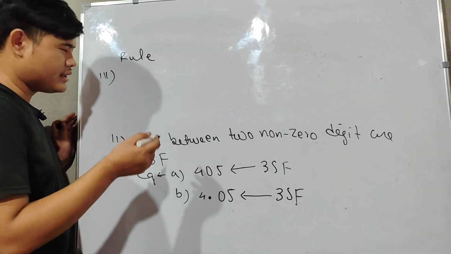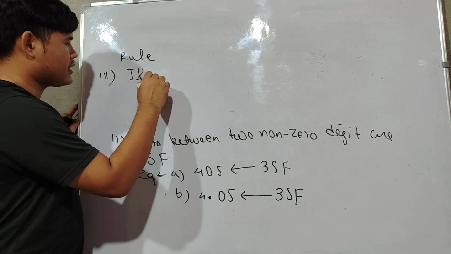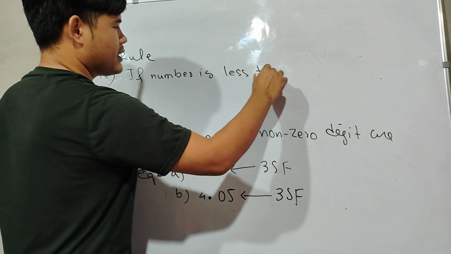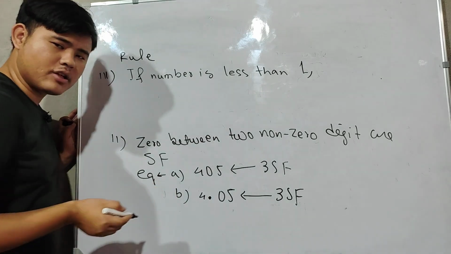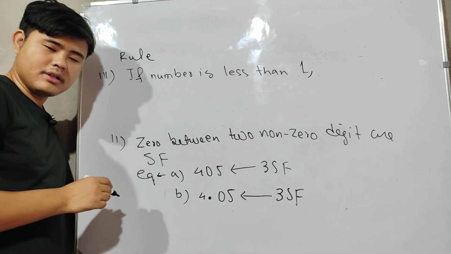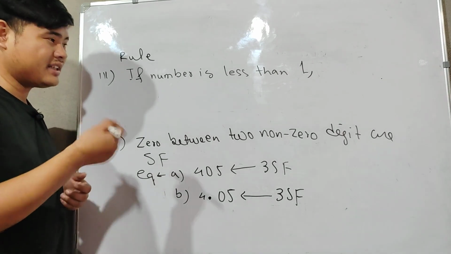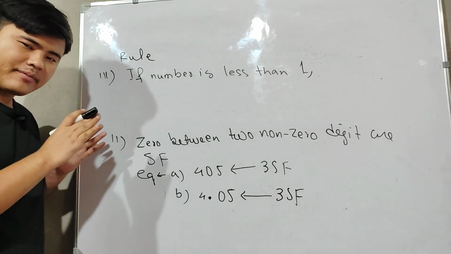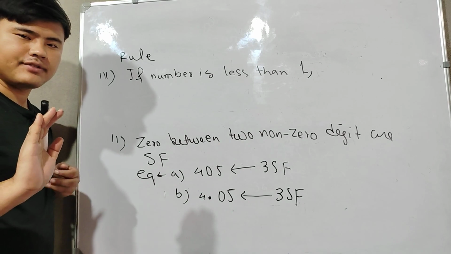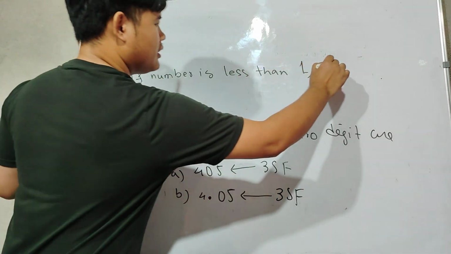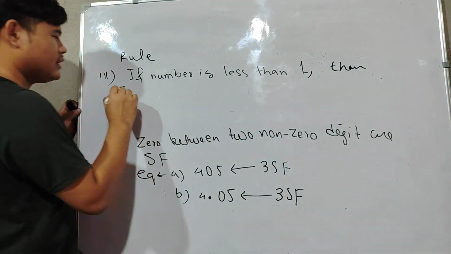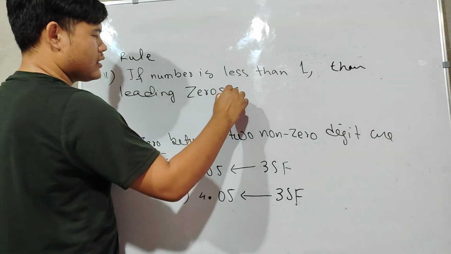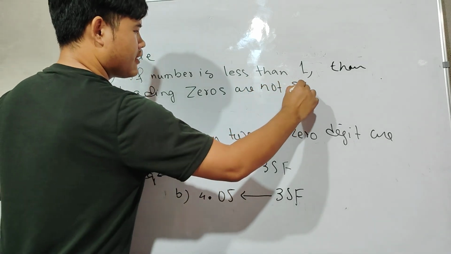Next, rule 3: if the number is less than 1, you know what numbers are less than 1? Yes, 0.001, 0.002, 0.003. If the number is less than 1, then leading zeros, the zeros at the beginning, are not considered significant figures.